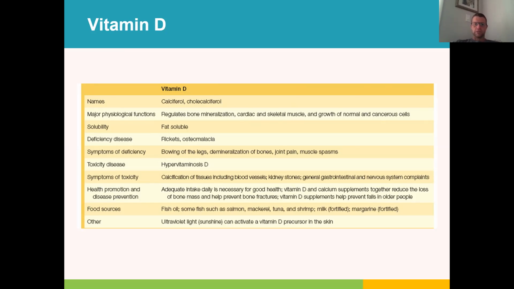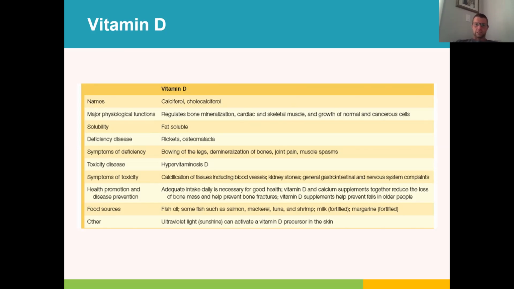Hypervitaminosis D would be the toxicity. In that, you might see calcification of tissues, including blood vessels, kidney stones, and general gastrointestinal and nervous system problems. Health promotion, disease prevention: adequate intake daily is necessary for good health. Vitamin D and calcium supplements together reduce loss of bone mass and help prevent bone fractures. Vitamin D supplements help prevent falls in older people.